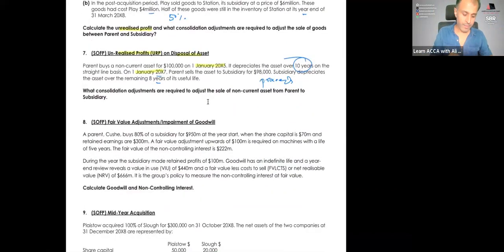Next up is fair value adjustments, impairment of goodwill. We have already seen this impairment thing before in one question. This question will come up to revise. The new thing in this question is fair value adjustment.